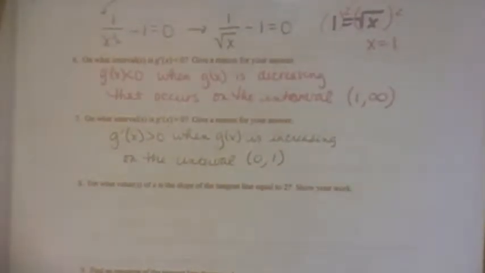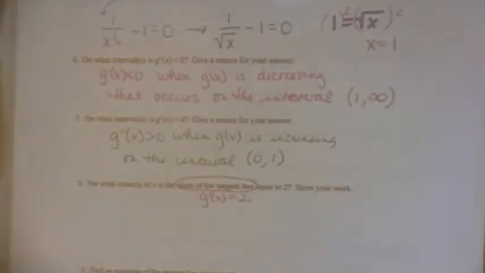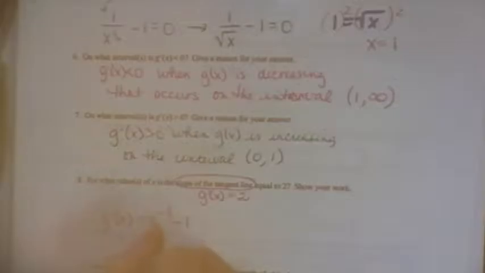On number 8, for what value of x is the slope of the tangent line equal to 2? Slope of the tangent line is the derivative. So when they ask for the slope of the tangent line, they want me to find where g prime of x equals 2. Well, we already found g prime of x up here. So my g prime of x is x to the negative 1/2 minus 1. The fixed version looks like this, 1 over square root of x minus 1. And I need it to equal 2.